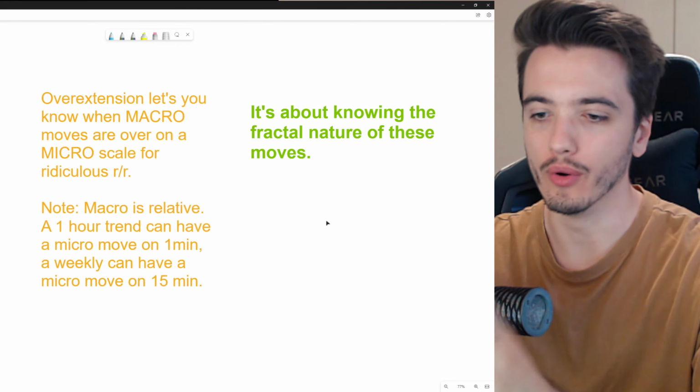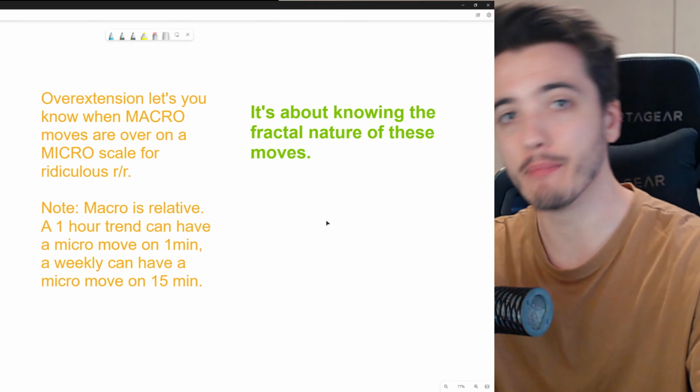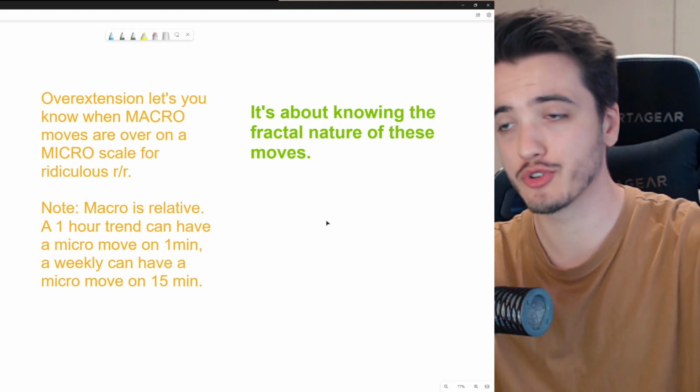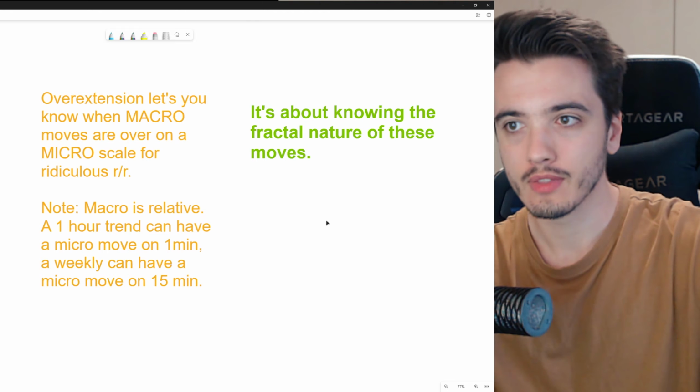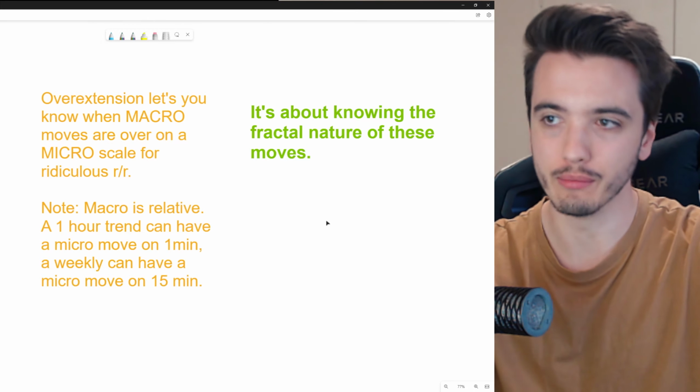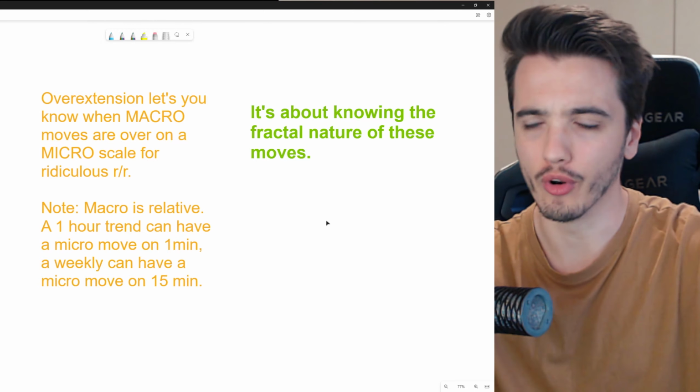And just as another note, these uptrends and downtrends, when I say micro and macro, it's relative to what time frame it's on. So if there's like an hourly downtrend, your entry can be a 1-minute fractal catalyst. But if it's a weekly downtrend, it's probably going to be like a 15-minute or like an hourly breakout. So it depends what time frame you're on.